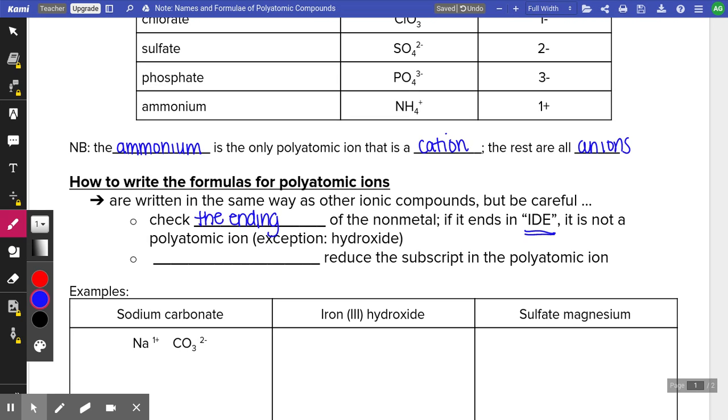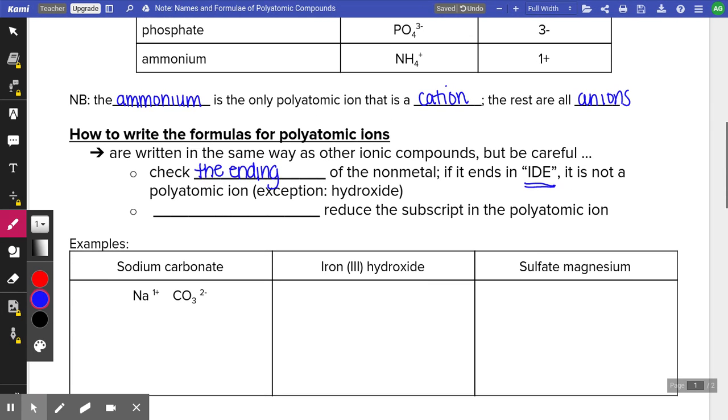that means that it is not a polyatomic ion. It would necessarily be just an element, essentially just an anion on its own. The exception is hydroxide. Hydroxide is OH, and that is, in fact, polyatomic.